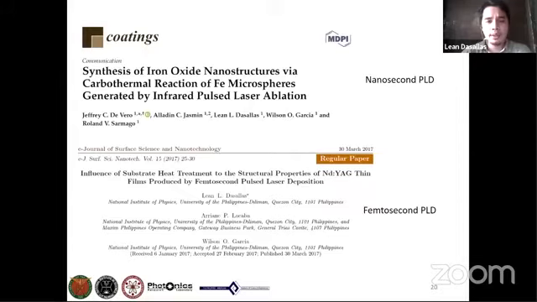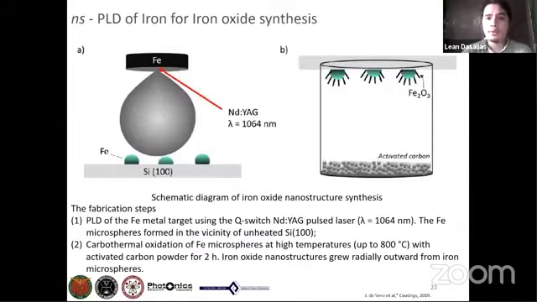Now, in the presentation today, I will focus on two recent publications of our group in PLD. The first one uses nanosecond PLD. This one uses an Nd:YAG laser to do ablation. In the other one, we use a femtosecond pulse laser in the deposition. Let me focus first on the nanosecond PLD.